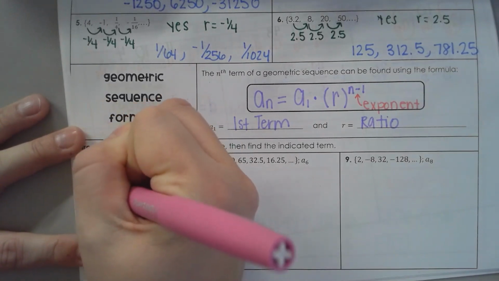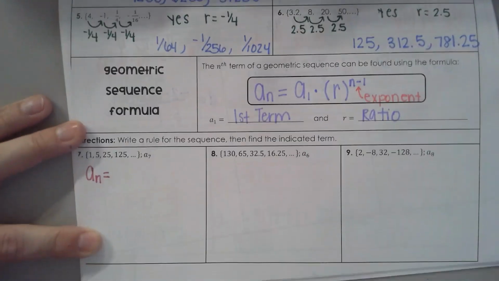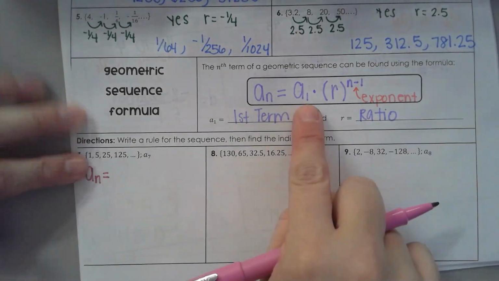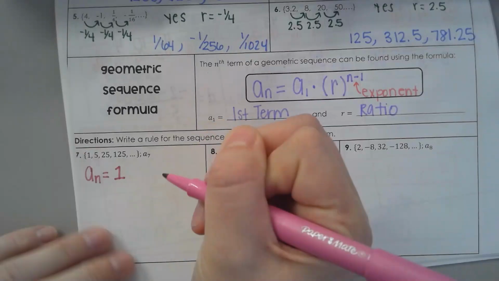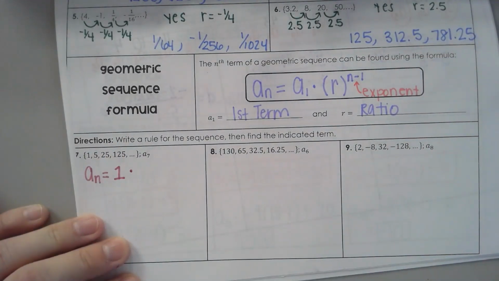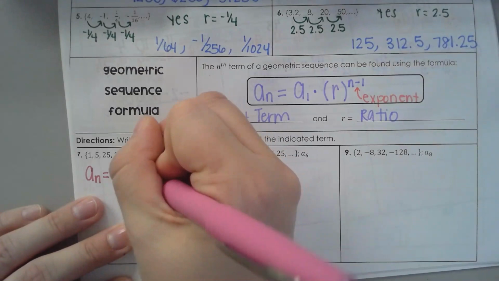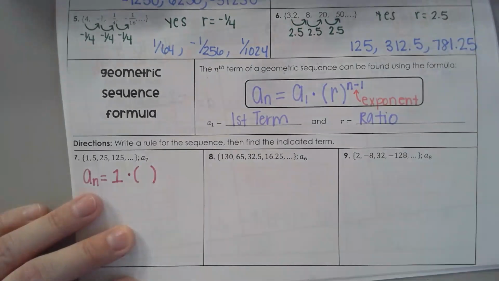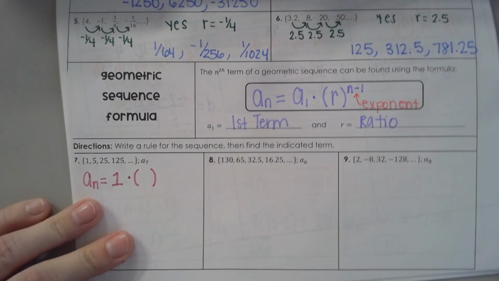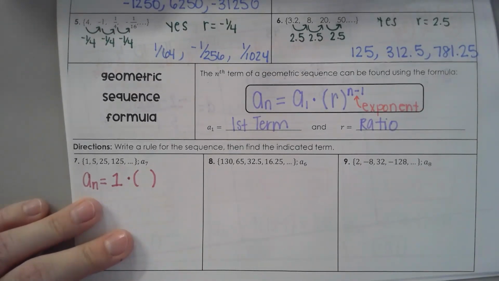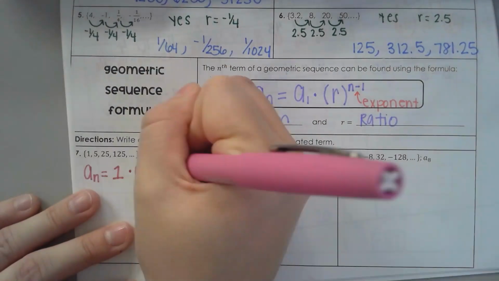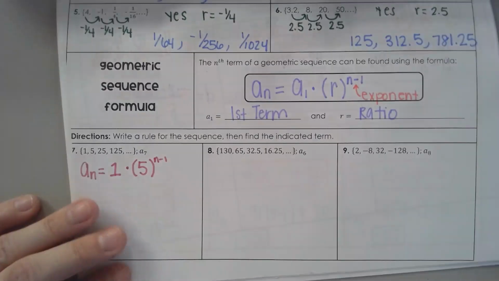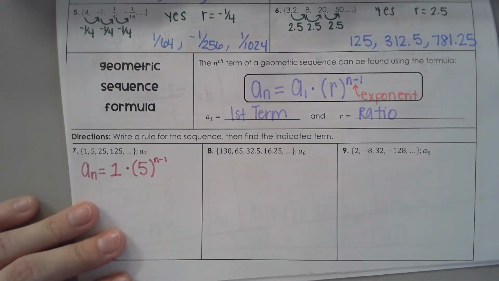So AN equals, we start with our A1, which is the first term, 1 times, nope, it is not 4. It's adding 4 the first term, but it doesn't keep adding 4, so it's multiplying by 5. Yep. So my ratio is 5, and then n minus 1 goes in the exponent. So, yep.